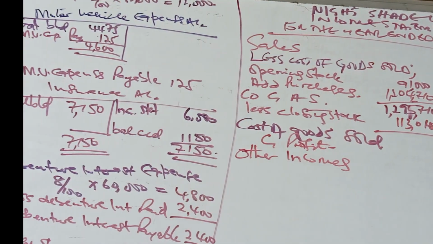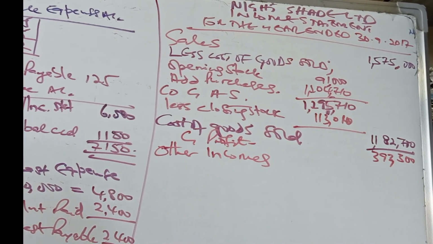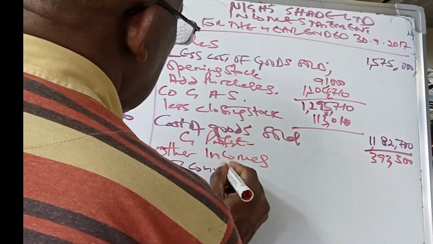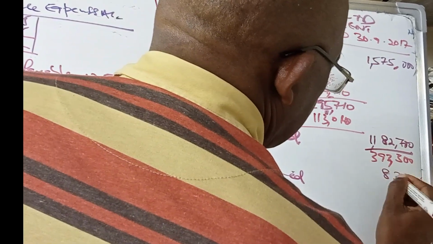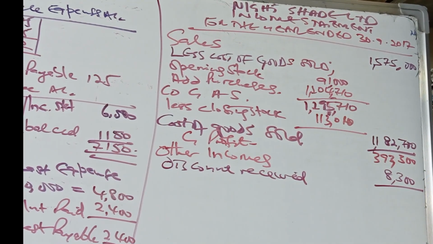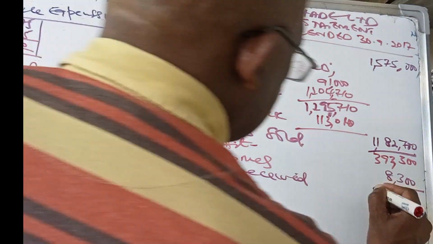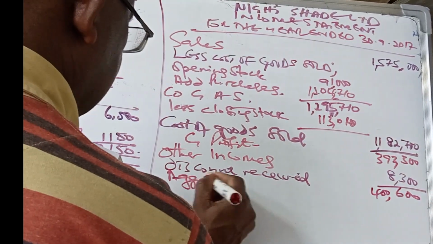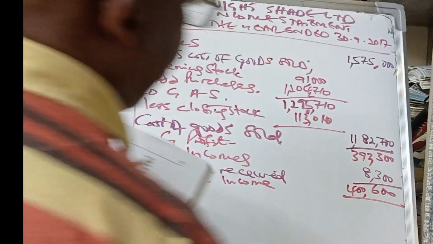If you go to the trial balance, you realize you have discount received amounting to 8,300. So we add 8,300. We get a figure of 401,600, and that gives us aggregate income, overall income.